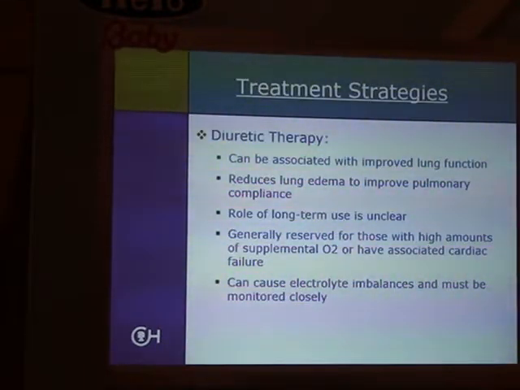Diuretic therapy, we've used this on individual patients as well, and it has helped some. It can be associated with improved lung function. You can get the fluid out of there, you can start to ventilate better, it reduces lung edema, and improves pulmonary compliance. But its long-term use is very unclear, and we're not sure of what the side effects are. It's generally reserved for those that are in higher amounts of oxygen and have some associated cardiac failure, where you would have been using it anyway, but definitely we see changes in electrolyte imbalances that you then need to monitor closely and make sure that you're keeping on top of so you don't cause more problems.